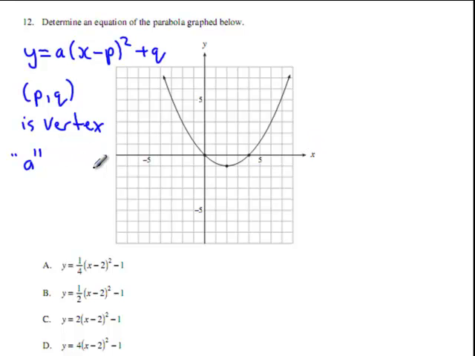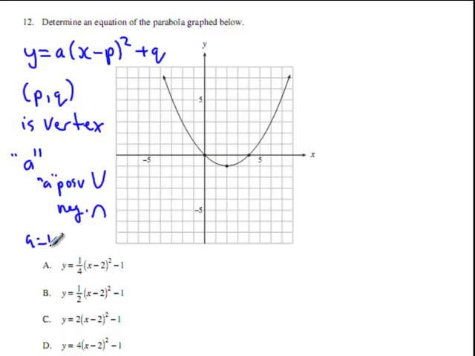If a is positive, it opens up. If a is negative, it opens down. And a can also give us the size of it and the essential shape using the method of differences. You recall the method of differences for a equals 1.